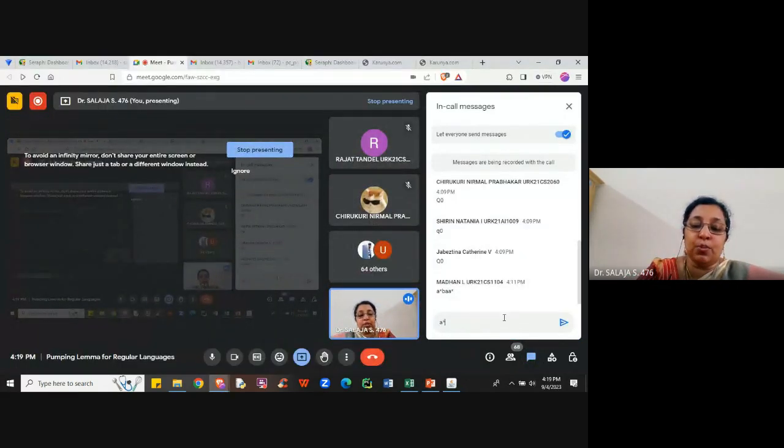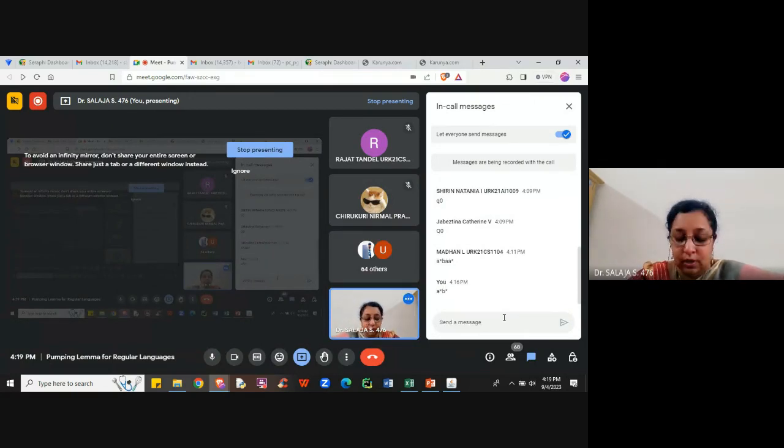Now I'll post one, A closure B closure. Tell me whether it is regular or not regular. If it is regular, in the chat box you can write it as RE. If it is not regular, you will put it as not. A closure, B closure is a regular language, or is it not a regular language?